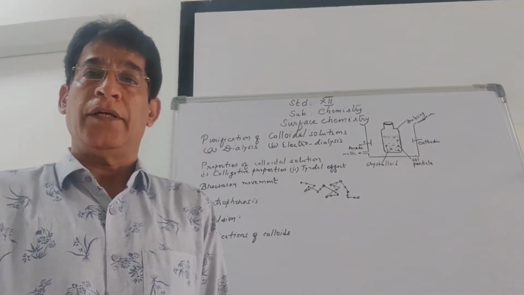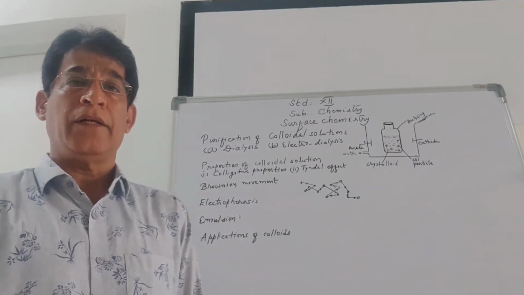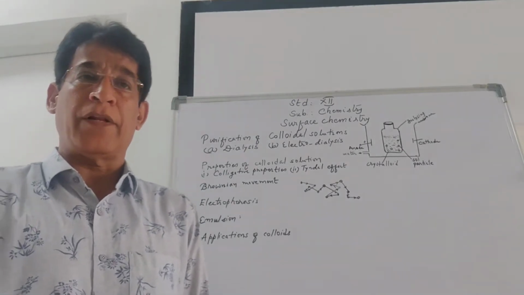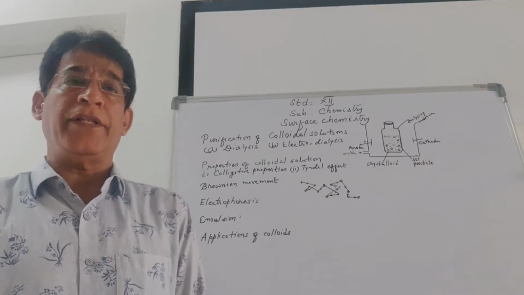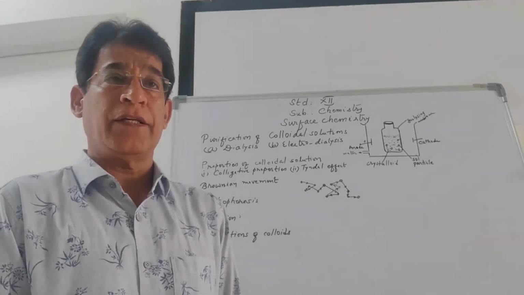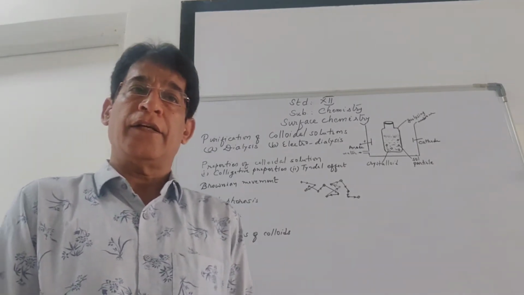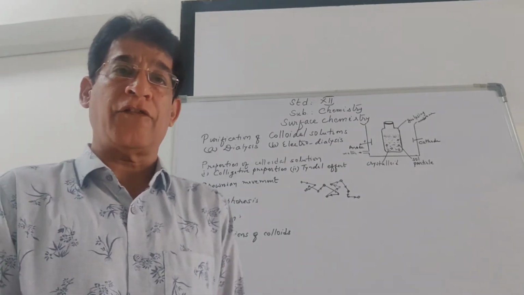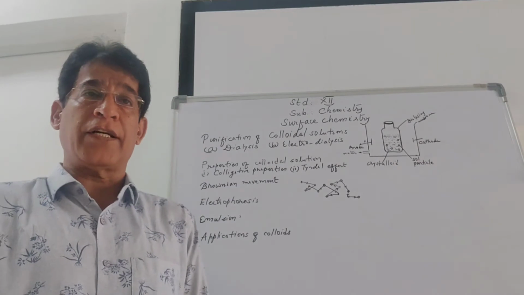Emulsions resemble lyophobic soils in some properties. Types of emulsion. Depending upon the nature of the dispersed phase, the emulsions are classified as follows. First, oil in water emulsions.